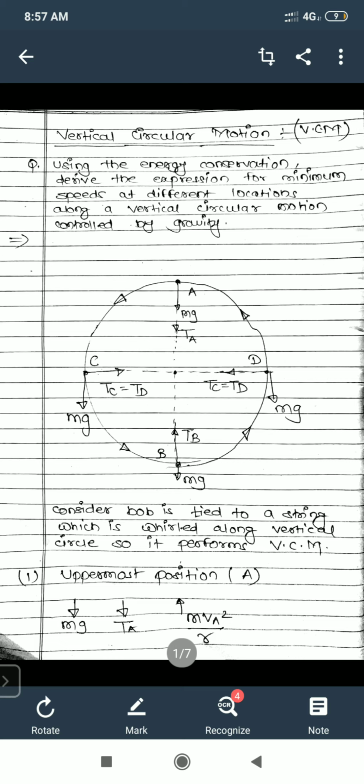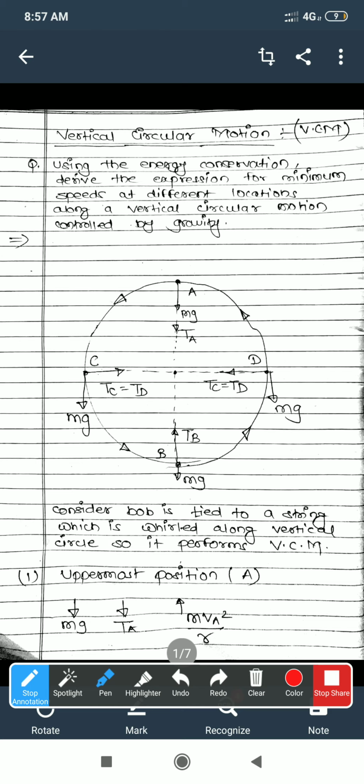Now your textbook has one exercise question that I have taken here. The question is: using energy conservation, derive the expression for minimum speed at different locations along a vertical circular motion controlled by gravity. Means we have to calculate the different speeds.